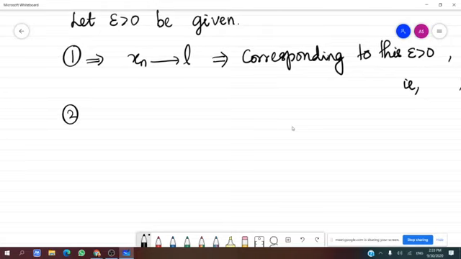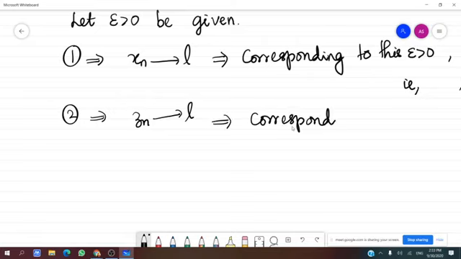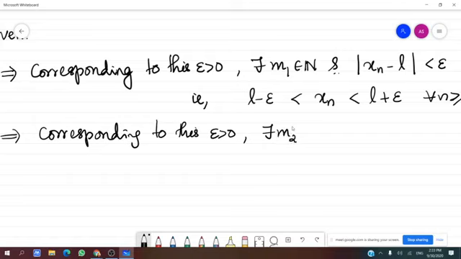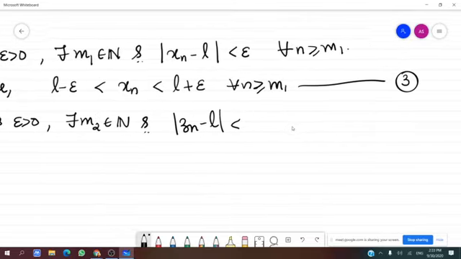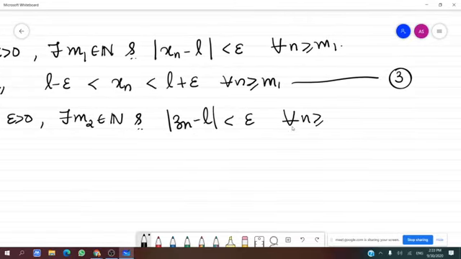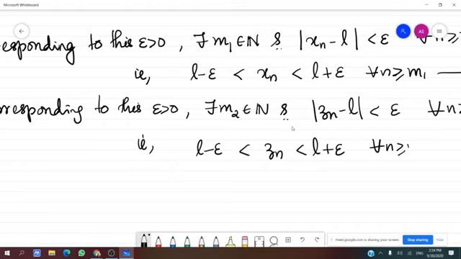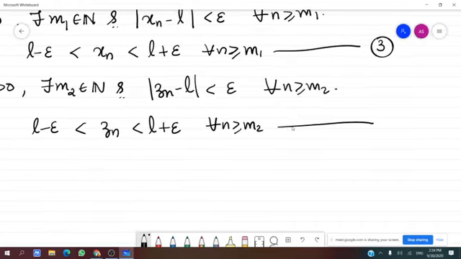Now condition number 2 implies sequence zn also converges to the same limit L, so that corresponding to the same epsilon greater than 0, there exists a positive integer M2 such that modulus of zn minus L is less than epsilon for all n greater than or equal to M2. That means zn is lying between L minus epsilon and L plus epsilon for all n greater than or equal to M2. Let it be condition number 4.